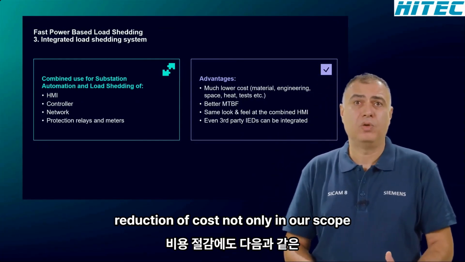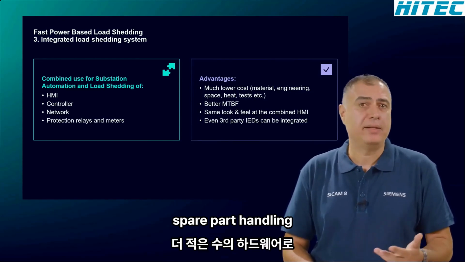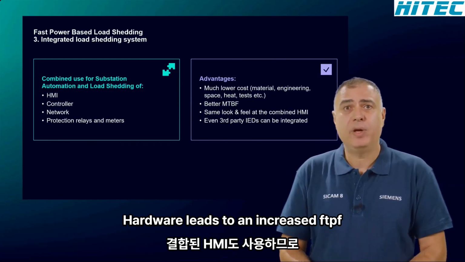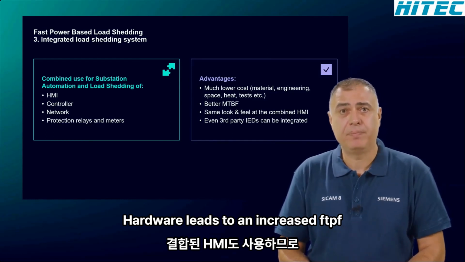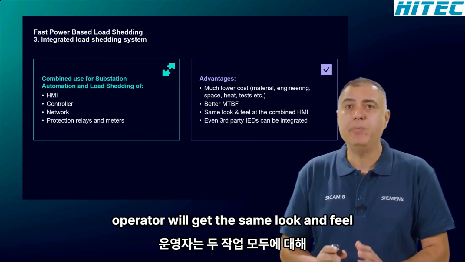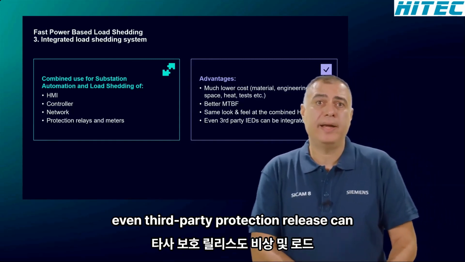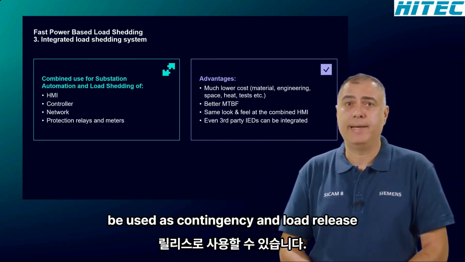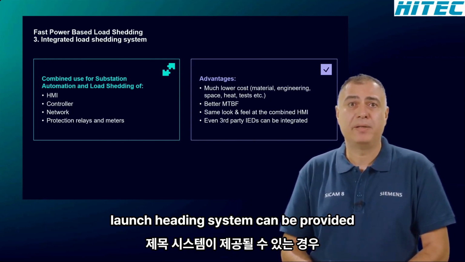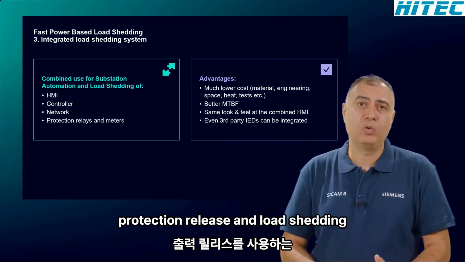Reduction of cost, not only in our scope of supply, for example, wiring, training, spare parts, handling, etc. Providing the same functionality with less hardware leads to an increased MTBF. Since we also use a combined HMI, the operator will get the same look and feel for both tasks. Even third-party protection relays can be used as contingency and load relays. But of course, if requested, an independent load shedding system can be provided. Even mixed configurations using standard protection relays and load shedding output relays are possible.